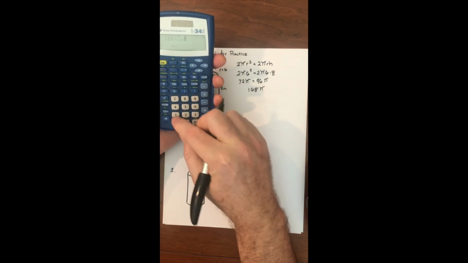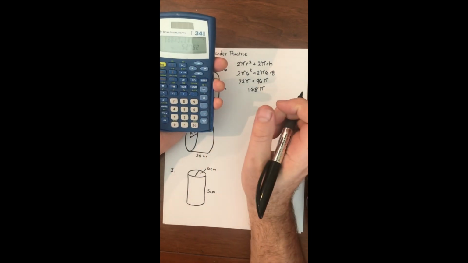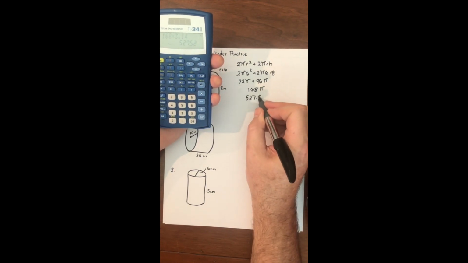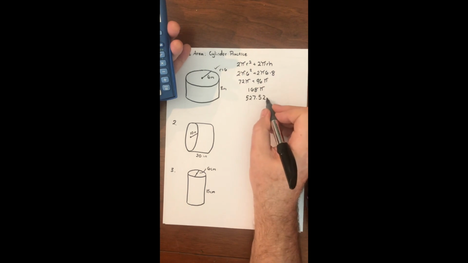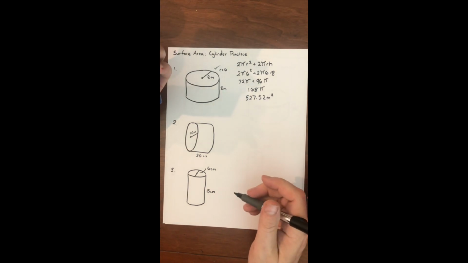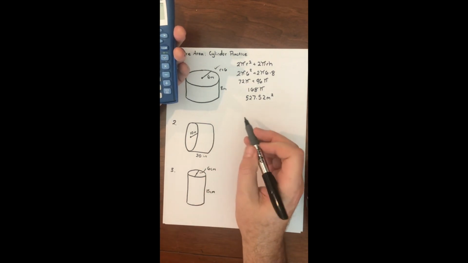168 times 3.14 is 527.52 meters. That's your tag, and it's squared because it's area. Hope you got that one. Let's go on to number 2.